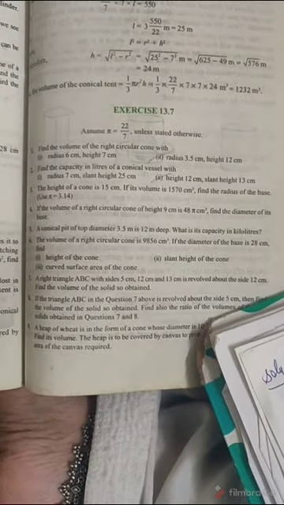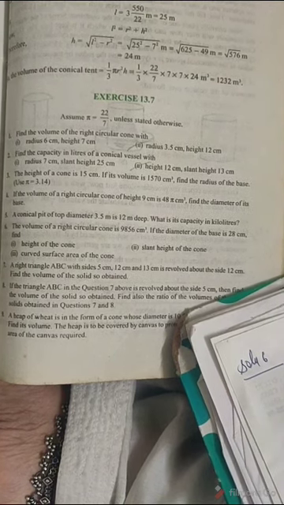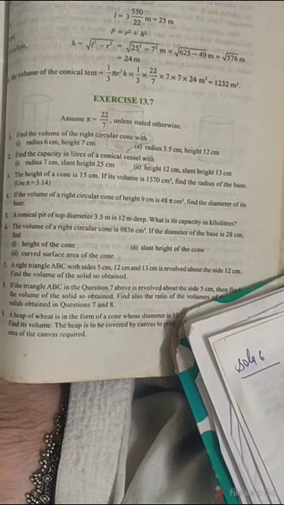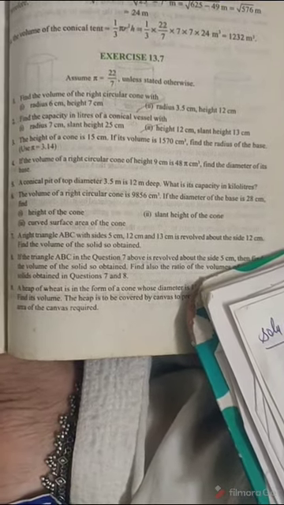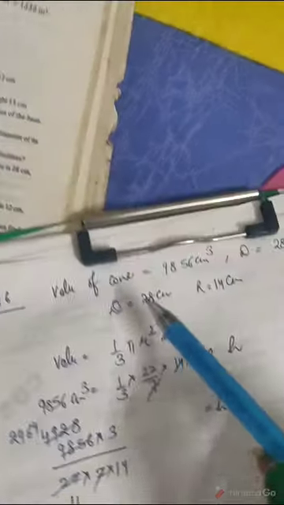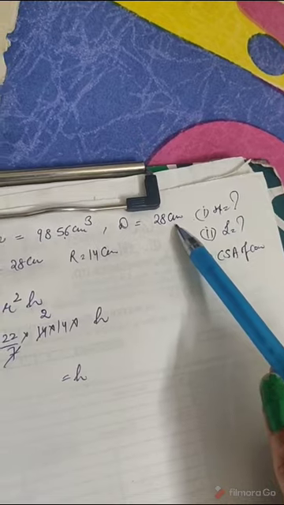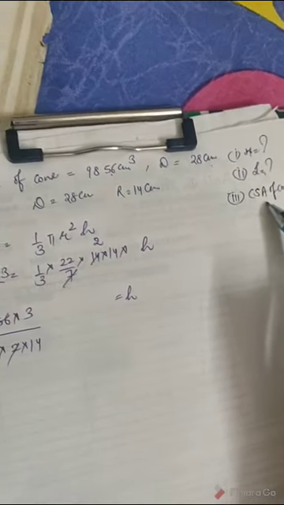Now let's do question number 6. It says that volume of a right circular cone is 9856 centimeter cube. If the diameter of the base is 28 centimeter, you have to find out the height of the cone, the slant height of the cone, and the curved surface area of the cone. Volume is given to you 9856 centimeter cube, diameter is equal to 28. You need to find height, slant height and curved surface area.